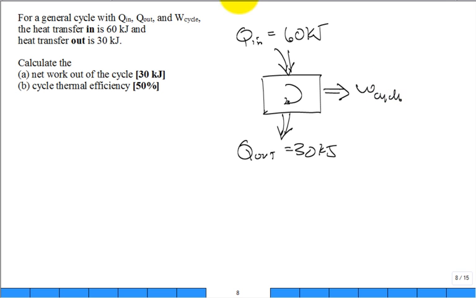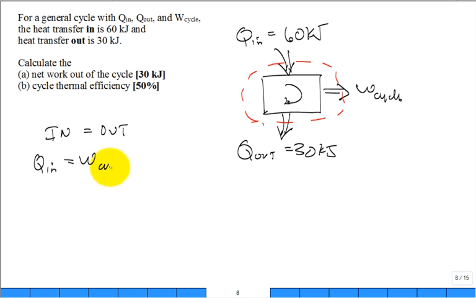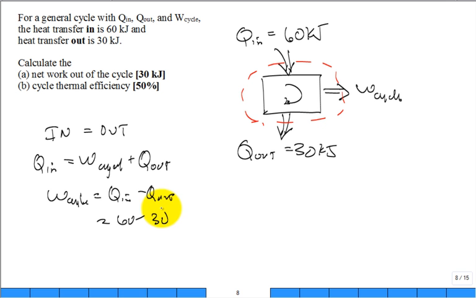Well, you do an energy balance for the whole system, and all of the ins have to equal the outs. It's just an energy balance. So Q in is an in, work of the cycle is an out, and Q out is an out, obviously. And so the work of the cycle is equal to Q in minus Q out, which is 60 minus 30. So it's equal to 30 kilojoules.